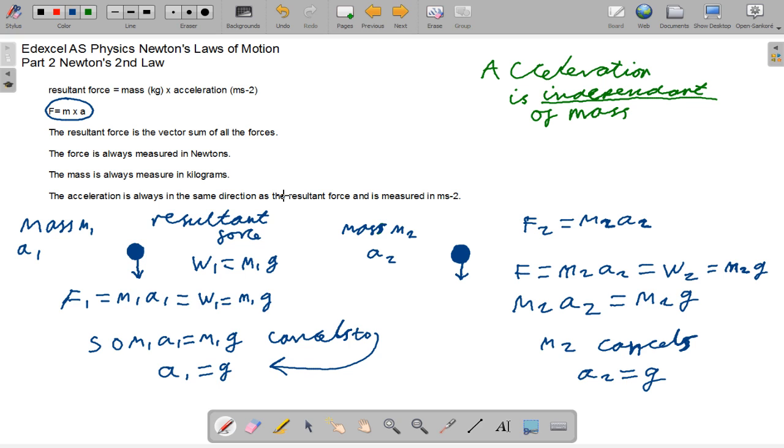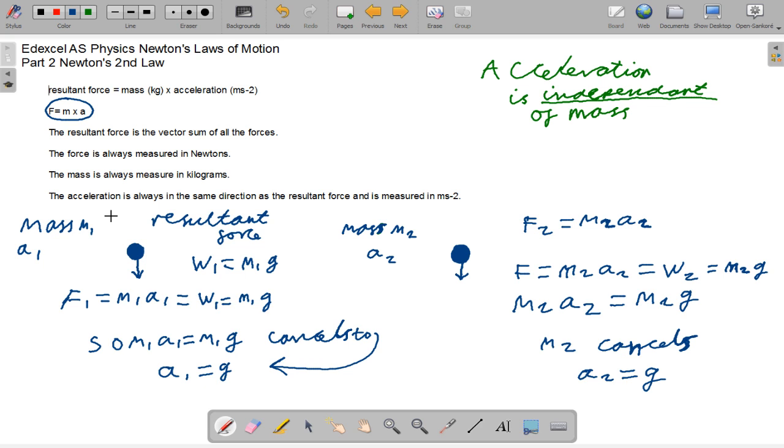The resultant force is the vector sum of all the forces. The force is always measured in newtons, and the mass is always measured in kilograms. The acceleration is always in the same direction as the resultant force and is measured in meters per second per second. The more force you have acting on a certain mass, the more acceleration you'll get, and the more mass you have, the less acceleration you get.